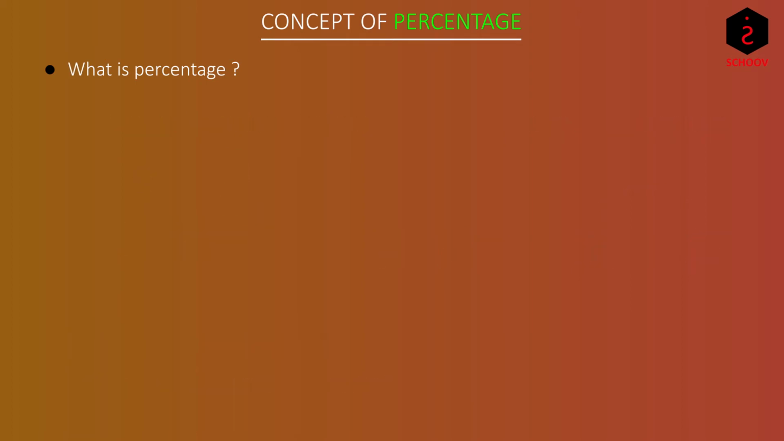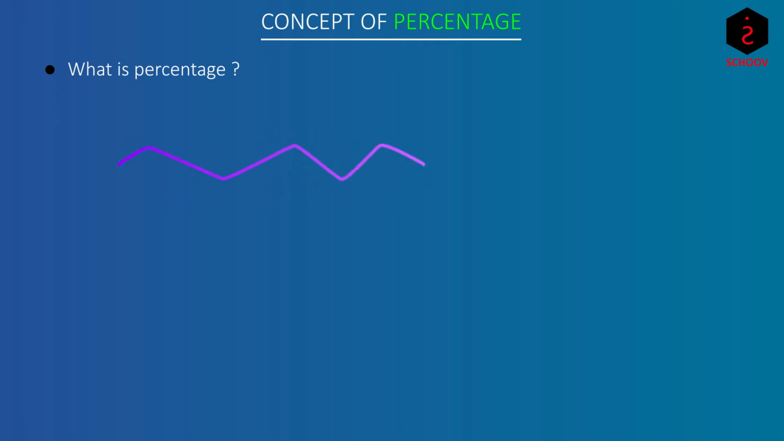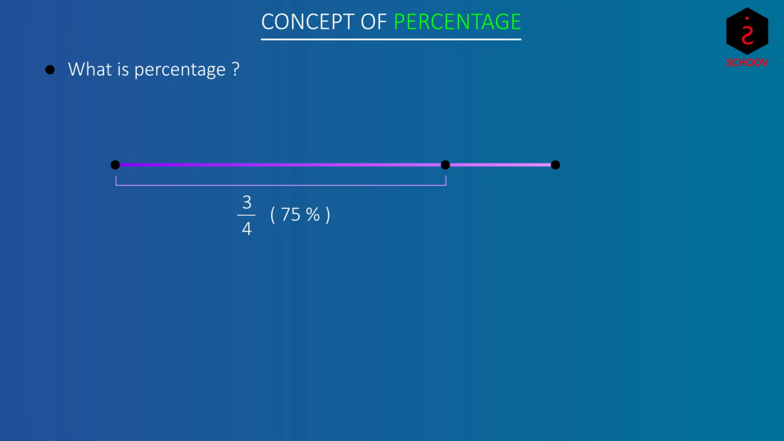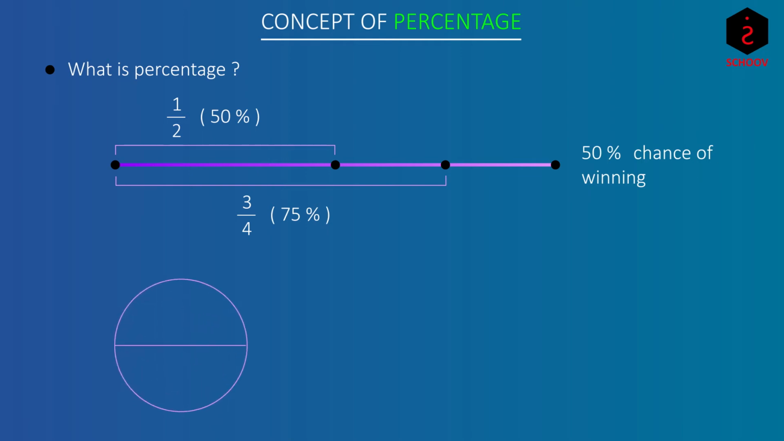So, this was the meaning of percentage. Let's say we have a rope, meaning we have one rope. So, how do we express 3/4 of the rope? We say that it is 75% of the total length. And what is half the length? It is 1/2 or 50%. You might have heard in cricket matches that a team has 50% chance of winning. Another example, if we divide a circle in 2 equal halves, both are 50% of the complete circle. And if we divide any half further into more halves, each half becomes 25%.